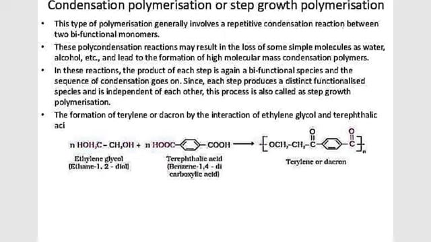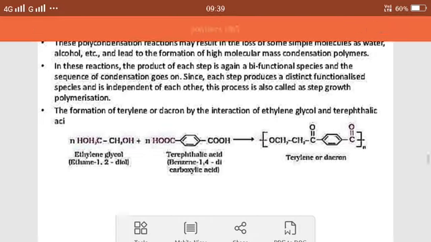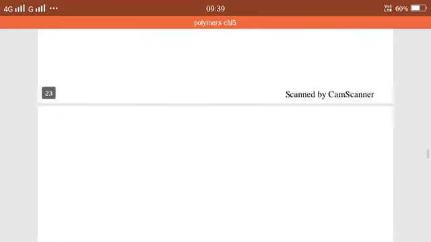For example, Terylene or Dacron, which is a polyester, is made by ethylene glycol, that is CH2OH, plus terephthalic acid, COOH, benzene ring, and then COOH, and the COOH groups are on para position with each other, that is benzene 1,4-dicarboxylic acid. So carboxylic acid's OH will combine with alcohol's H, elimination takes place, and you get CH2O, C double bond O, an ester linkage. So this is Terylene or Dacron.